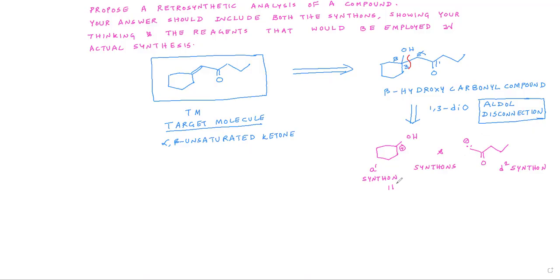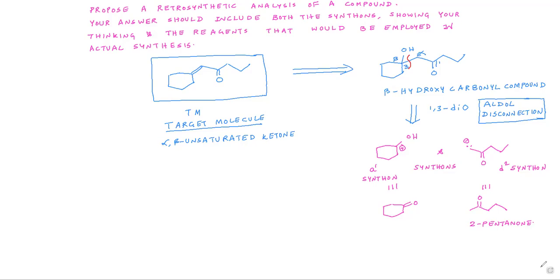The synthetic equivalent for this is cyclohexanone. And the synthetic equivalent for this is the saturated compound, so this is 2-pentanone. Now this is an aldol condensation between cyclohexanone and 2-pentanone. Now let us go to the synthesis of this reaction. We can also synthesize this 2-pentanone by different methods. I will explain the synthesis of 2-pentanone at the end of this video.